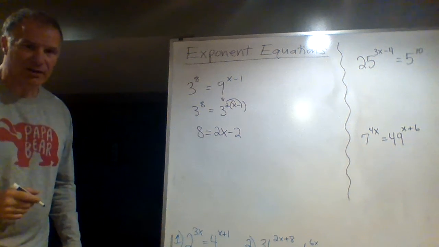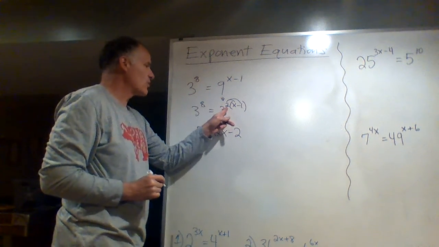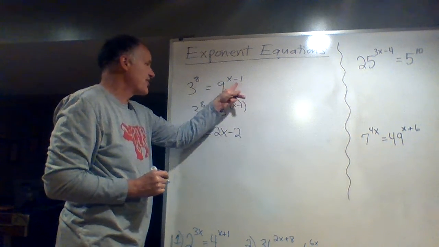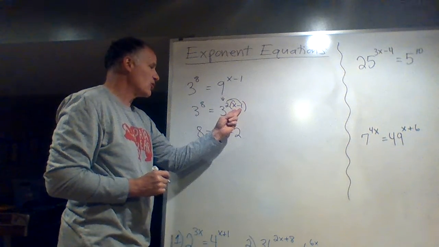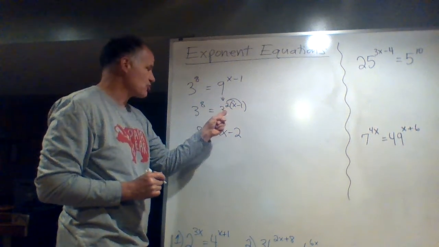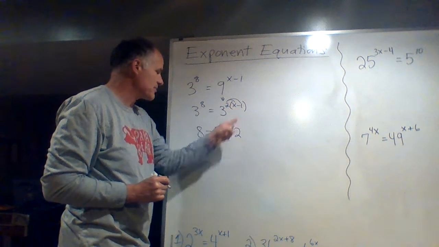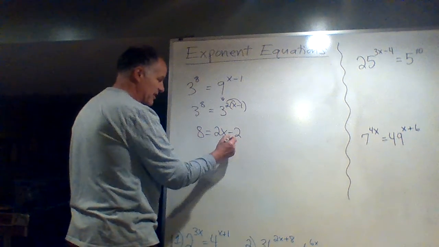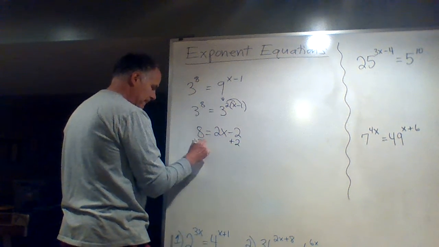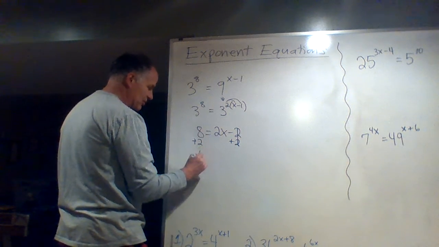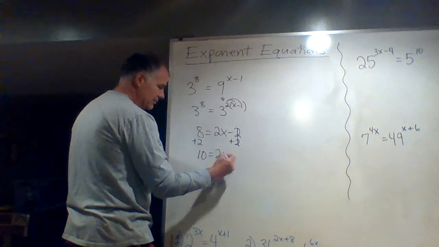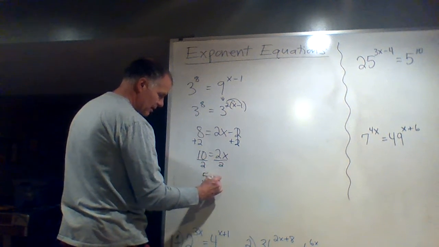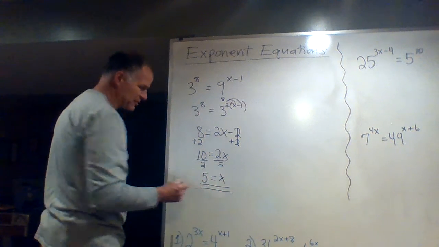Everybody see what we got here? Again, 9 became 3 squared. But that square that we created from the 9 has to go with that binomial. And because a binomial has to be in parentheses, it has to distribute. 2 times x, 2x; 2 times negative 1, negative 2. Now here's the nice part. The rest of this is pretty straightforward. Just solve an equation. Get rid of the negative 2 with a plus 2. 8 plus 2 is 10. With the 2x, divide away the 2. Boom. There we go. x equals 5.